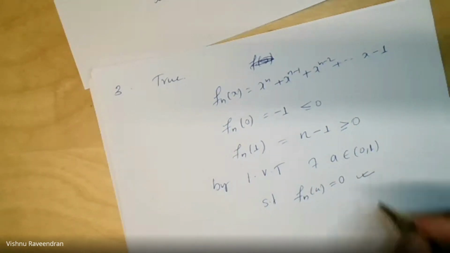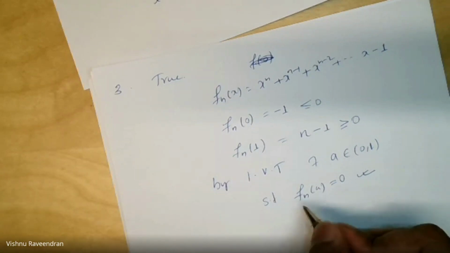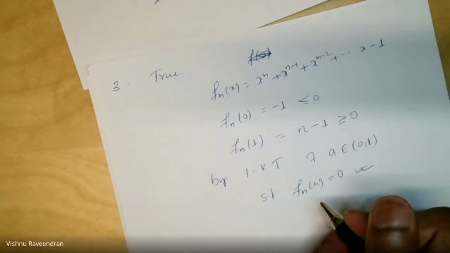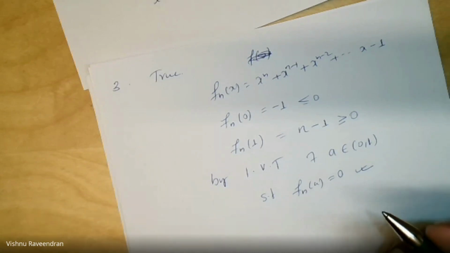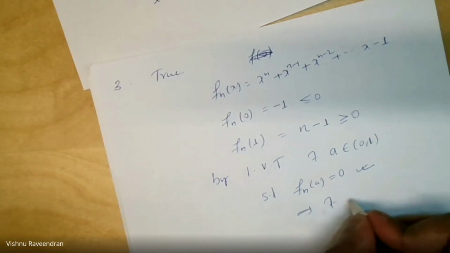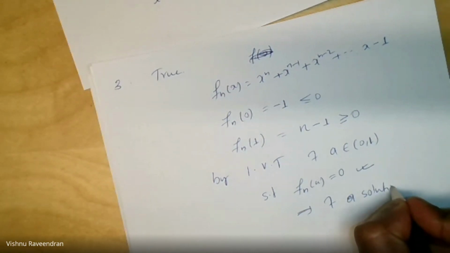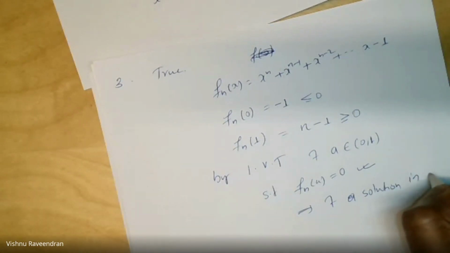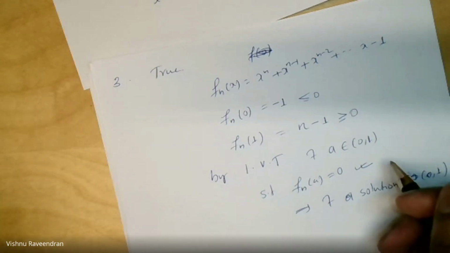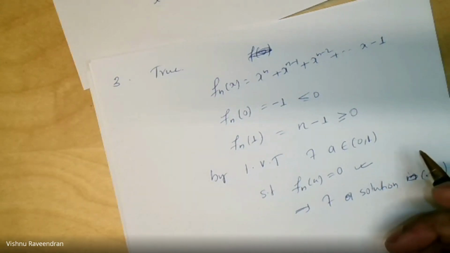Yes. So this says that there exists a solution in 0 to 1, but you need to say whether it's unique or not. So how can you say this is unique or not? We can use Rolle's theorem.